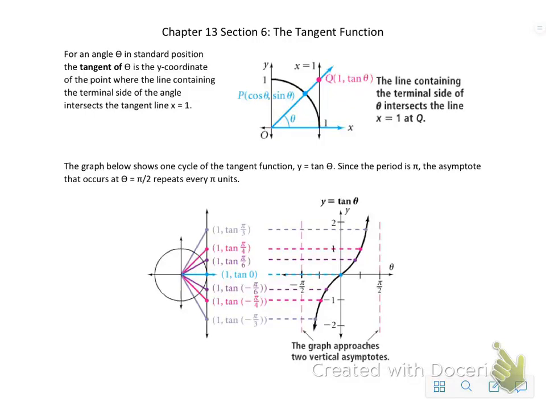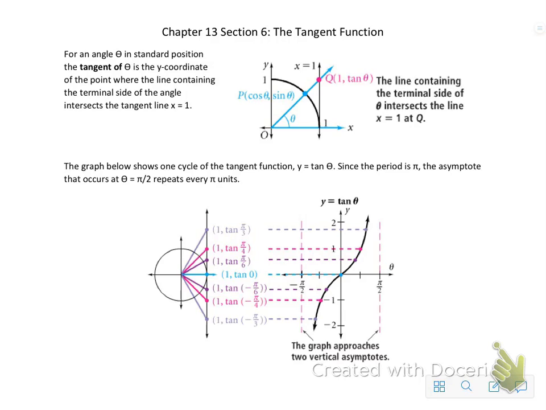Hello, welcome to Chapter 13, Section 6, the tangent function. Now, the tangent function is the line that's tangent to the unit circle, okay? And it'll happen everywhere. It's where the tangent line intersects the line of the angle, okay? And you don't really have to be able to figure that out. Just know what it means for now, and be able to draw it.